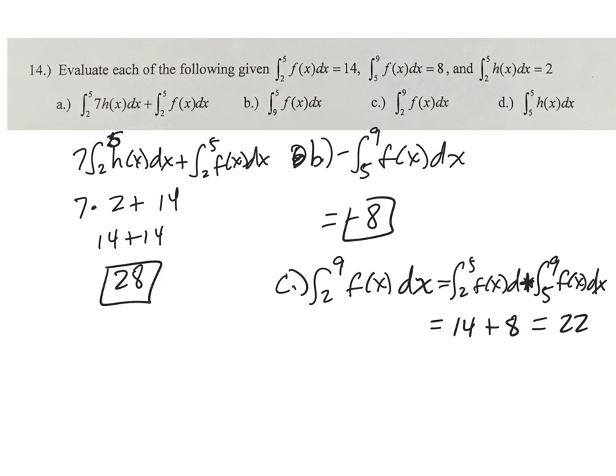And then last but not least, letter D. Notice that the bounds start at 5 and end at 5. So it doesn't really matter what this function is. If the bounds go from 5 to 5, that means we're talking about an area that has no width. So anytime the bounds are the same like that, the integral is equal to 0. So letter D is equal to 0.